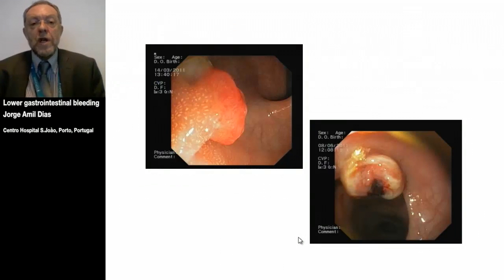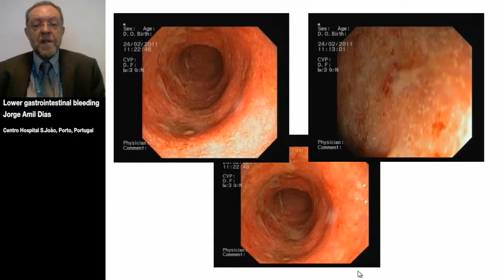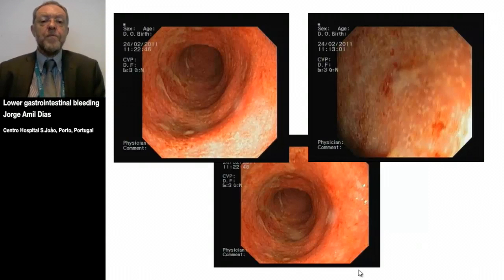I would like now to share with you some images of polyps in the colon, and we can see in the right image that clearly there are signs of recent bleeding in this case. Here we see patterns that are consistent with ulcerative colitis, and this is a diagnosis that relies both on endoscopy but also on histology. Therefore, multiple biopsies are always recommended.